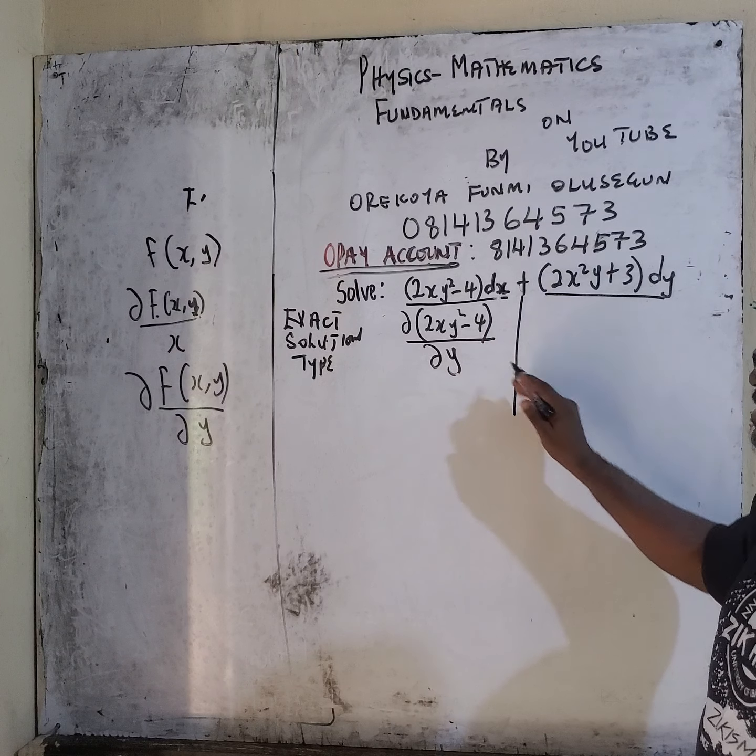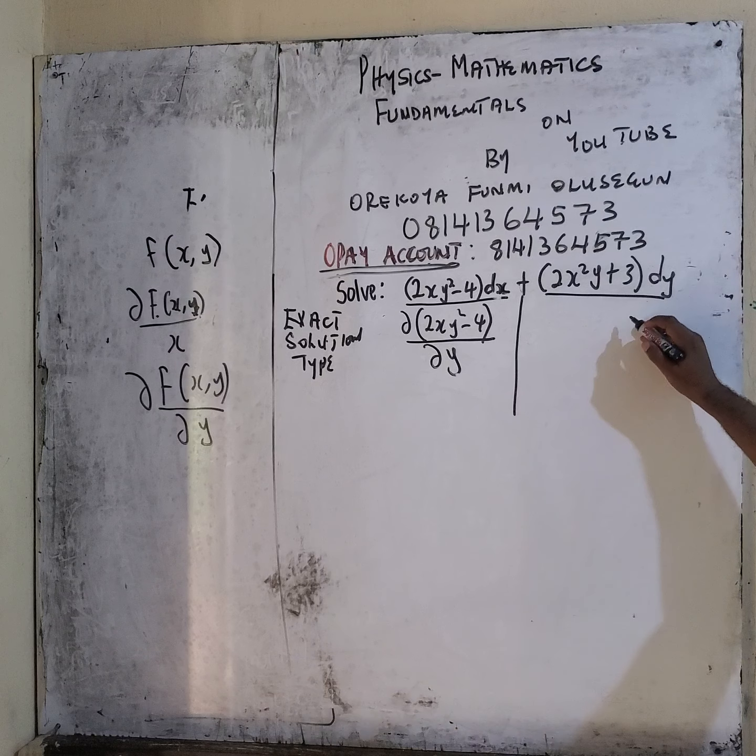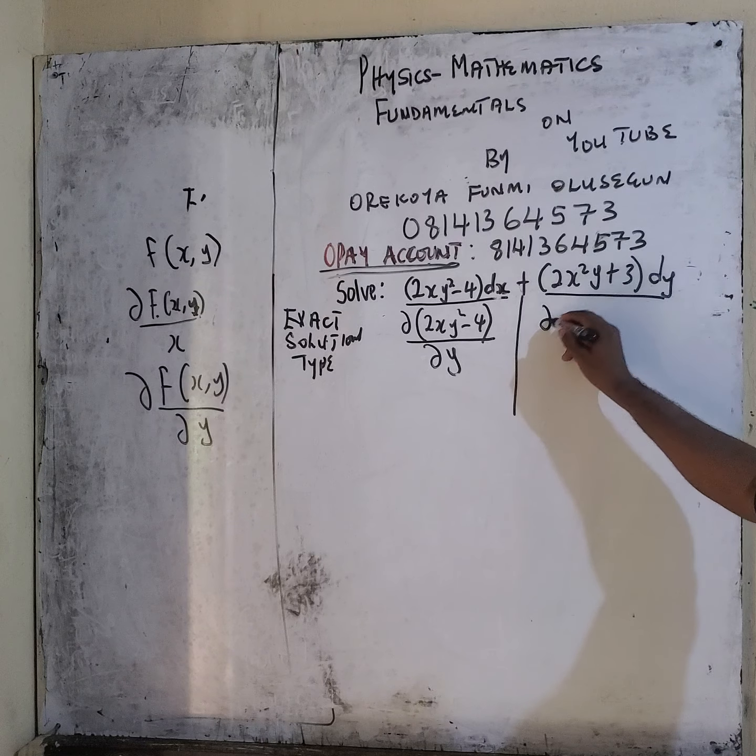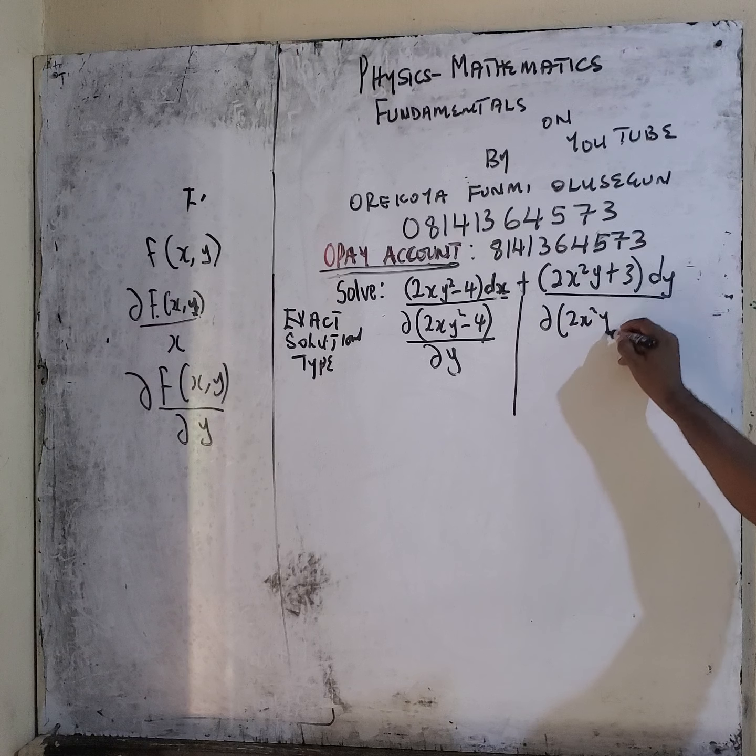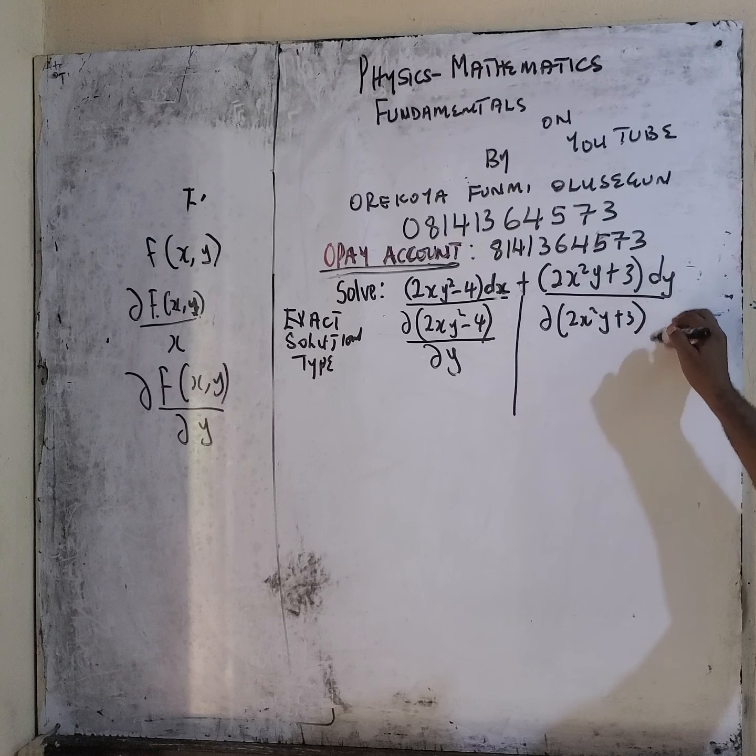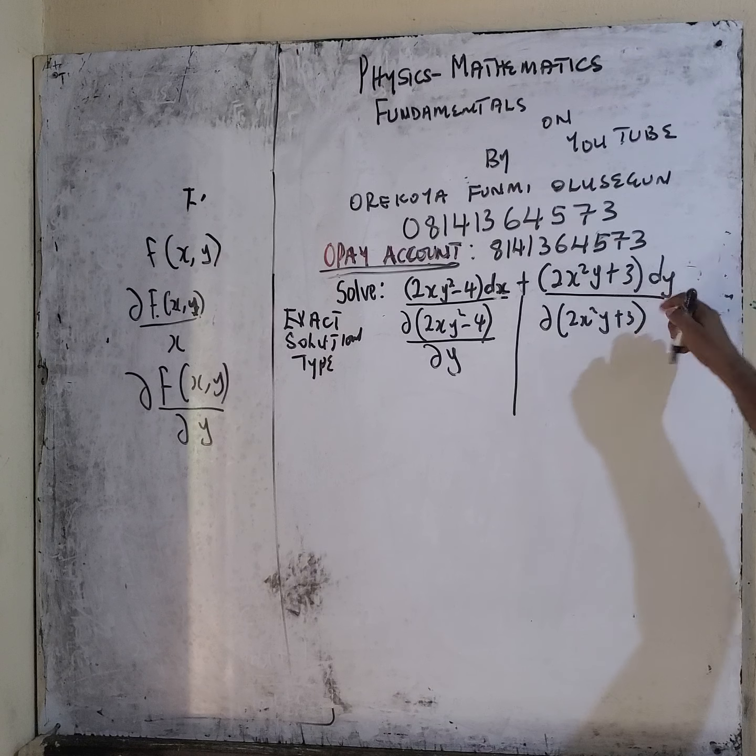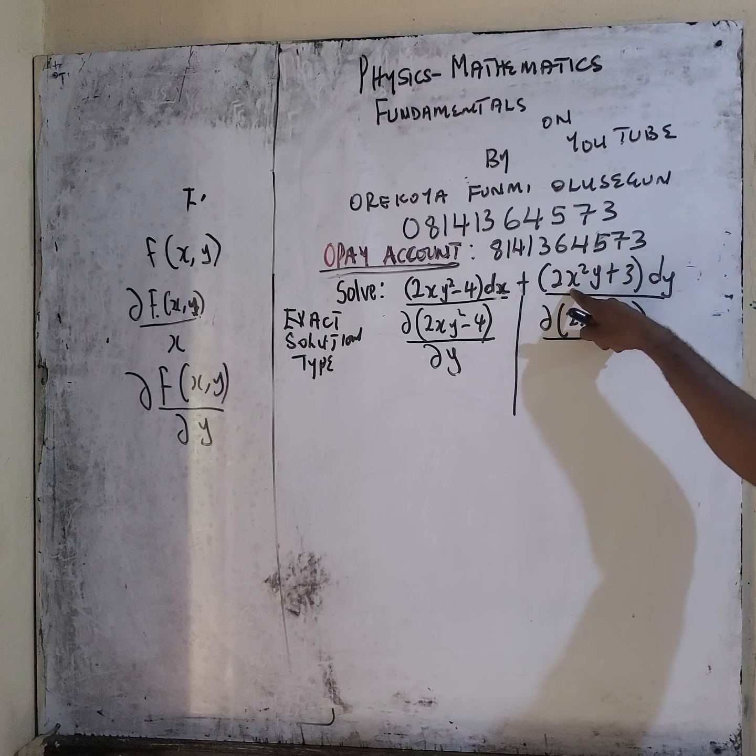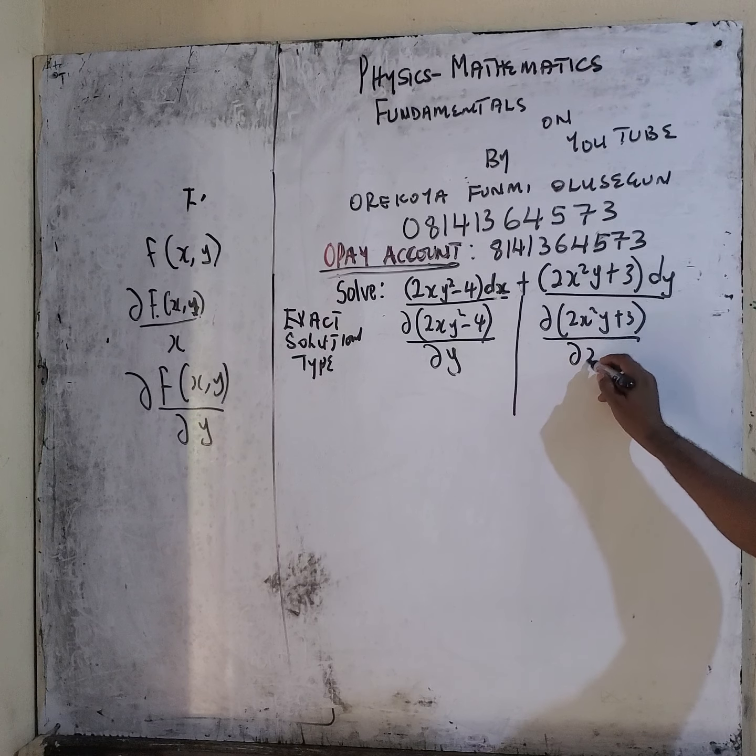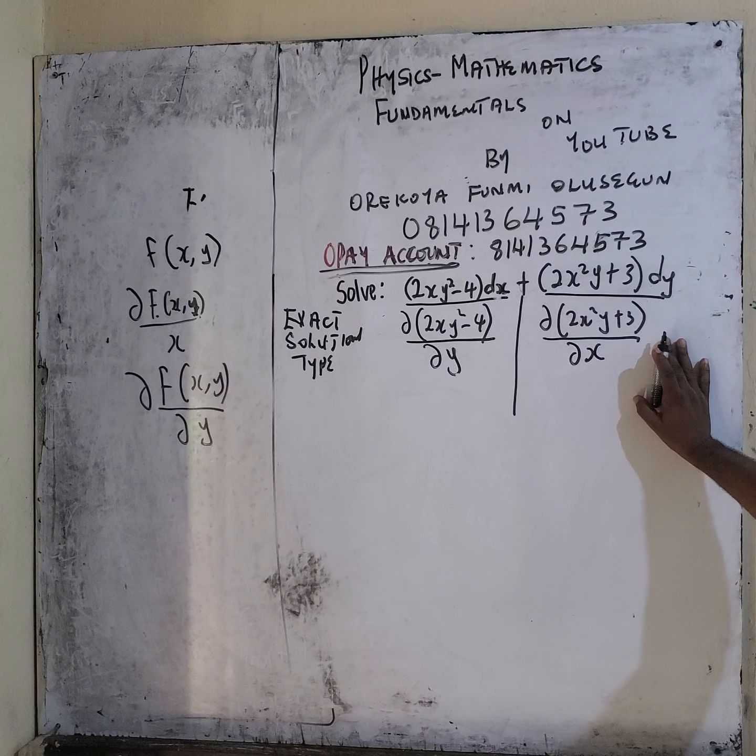So we are going to section this into two parts. Now we do the same thing for this one, the partial derivative of 2x squared y plus 3. Because we are having this particular variable, we are going to do it with respect to the other variable x. That's what we are going to do to test for the exact.